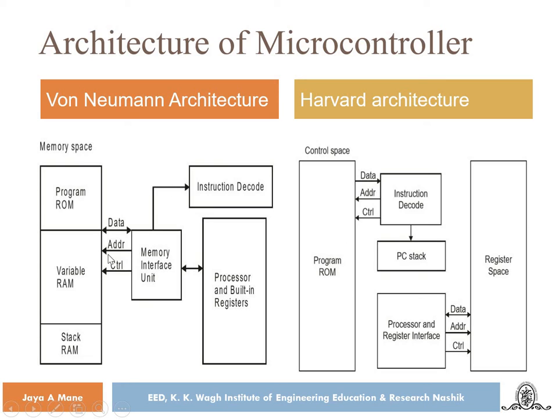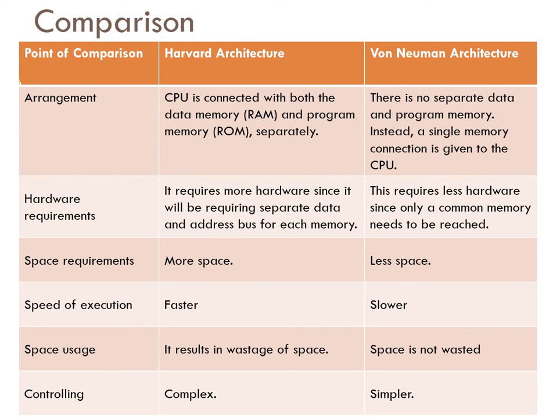But in case of von Neumann, we cannot have the simultaneous operation, because there is only one path provided for the data and the address. Okay, so there are pros and cons for these architectures. So let's just see it in detail.